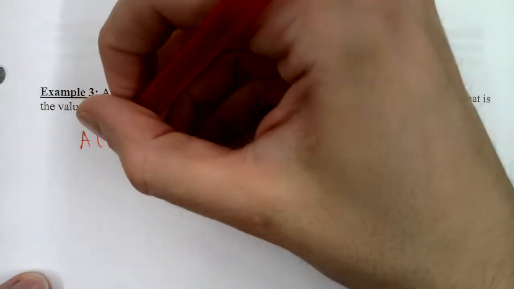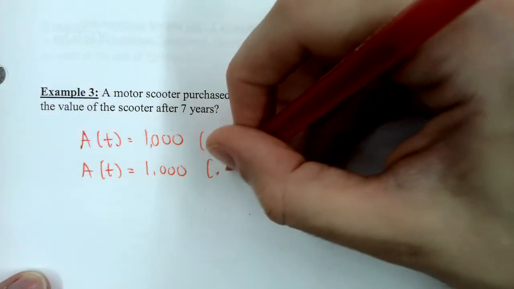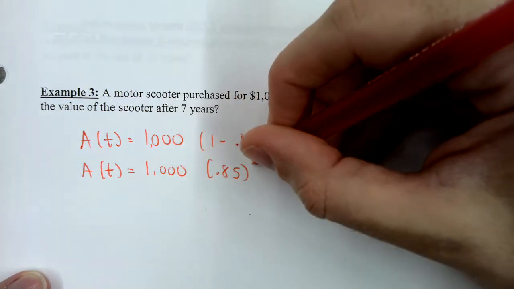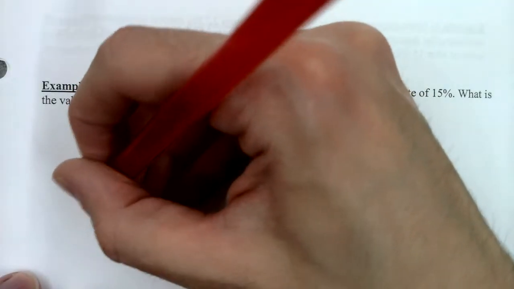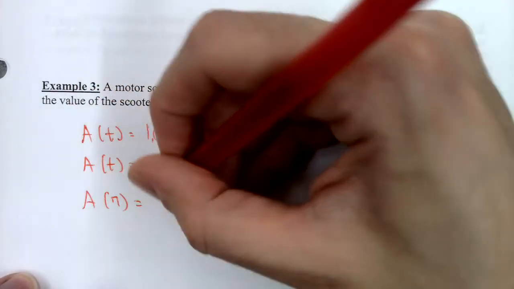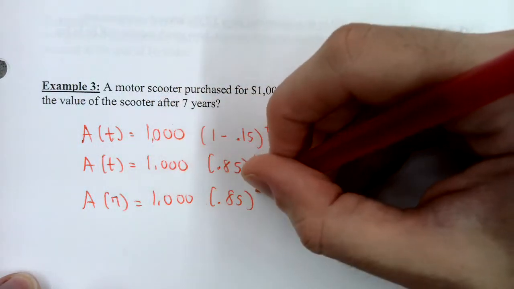Again, if you want, you can skip that step. If you know to go to 85% right away, you can. Just make sure you put it as a decimal, 0.85 to the t power. After 7 years, so once per year it says, we're going to do A of 7 equals 1,000 times 0.85 to the 7th power.